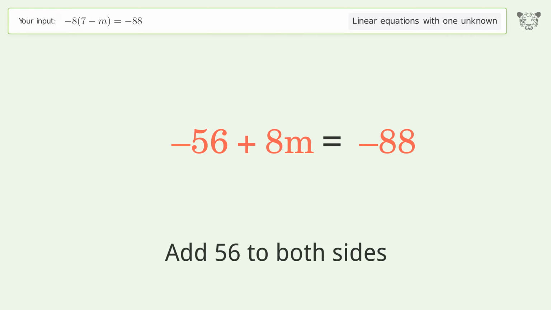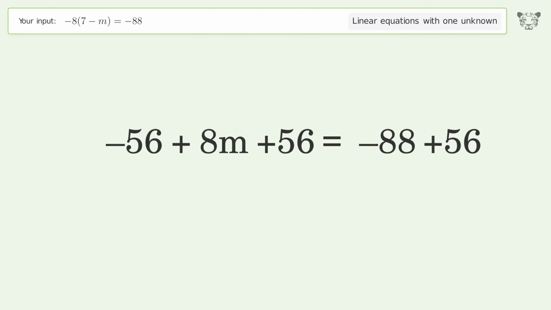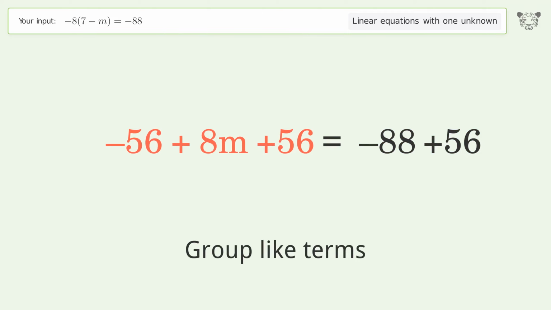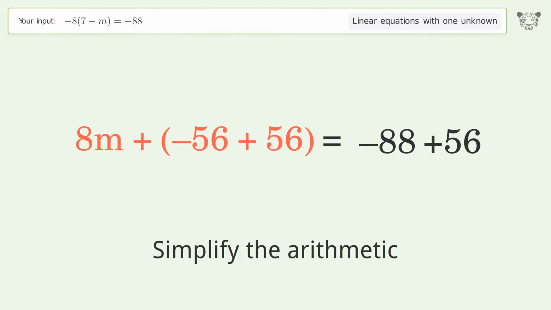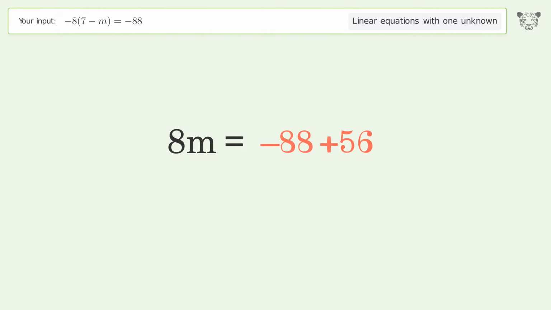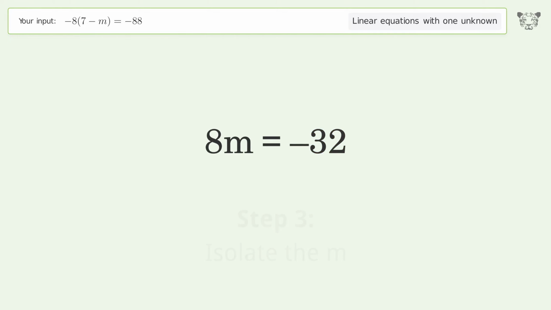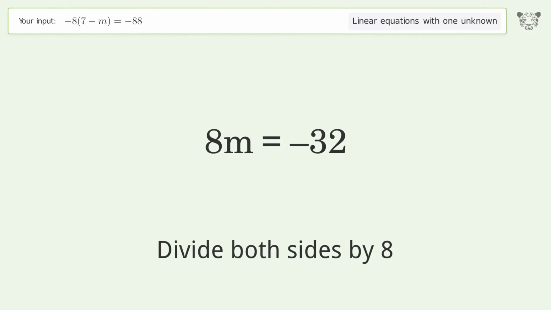Add 56 to both sides. Group like terms. Simplify the arithmetic. Isolate the m. Divide both sides by 8.